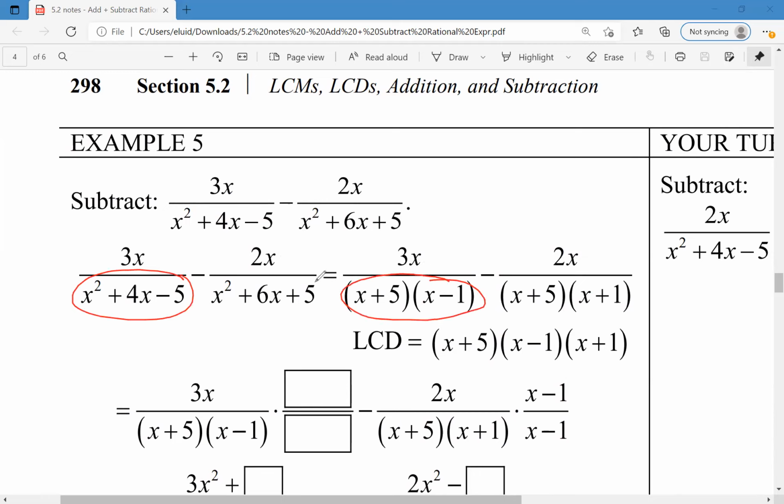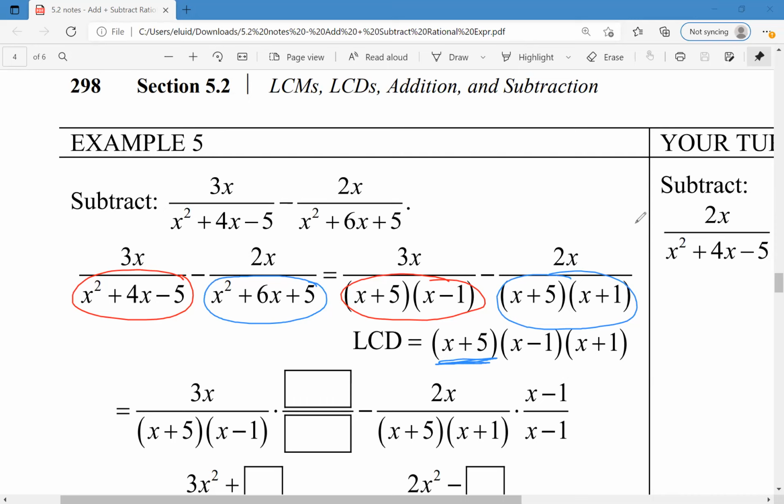And then the next denominator, x squared plus 6x plus 5, turns into x plus 5, x plus 1. So our common denominator, thankfully we don't need all of those, because both fractions already have that factor of x plus 5, and they only have 1 each. So we only need 1 of those in the LCD. We do need x plus 5, we do need x minus 1, and then we also need the x plus 1. So that's going to be our LCD: x plus 5, x minus 1, x plus 1.